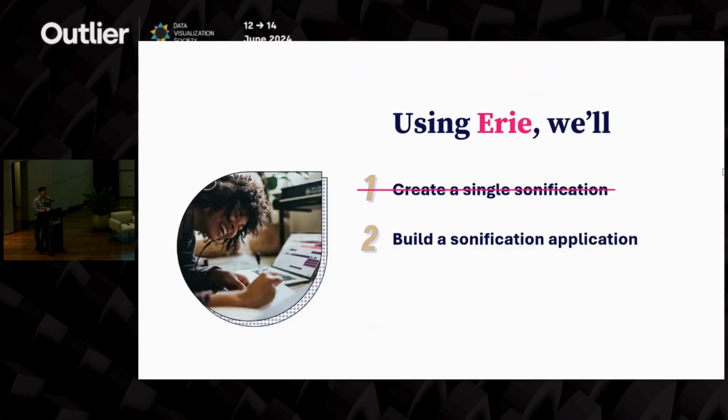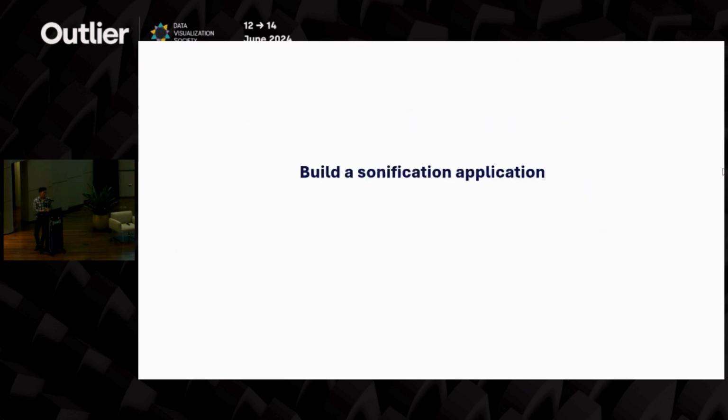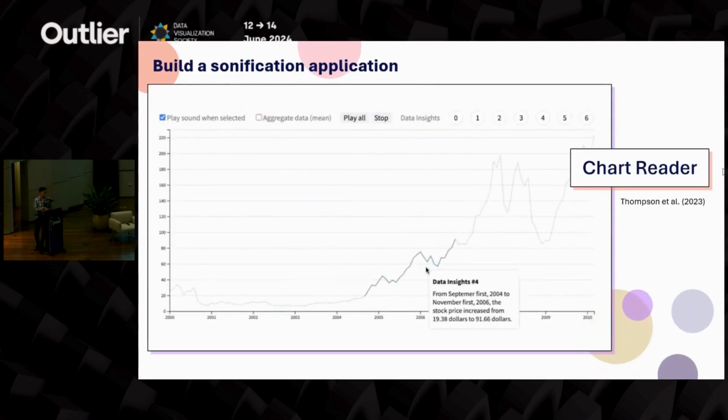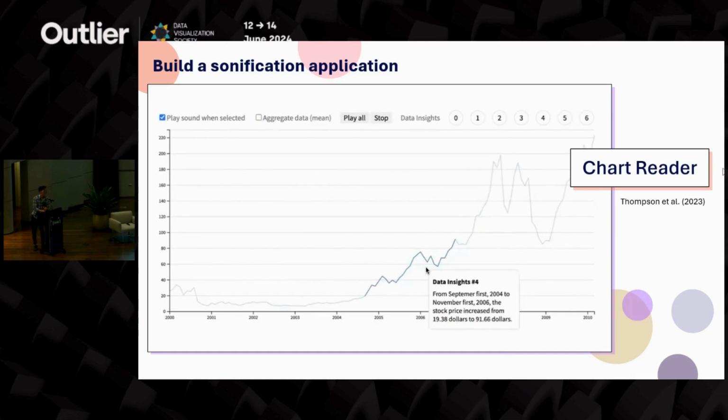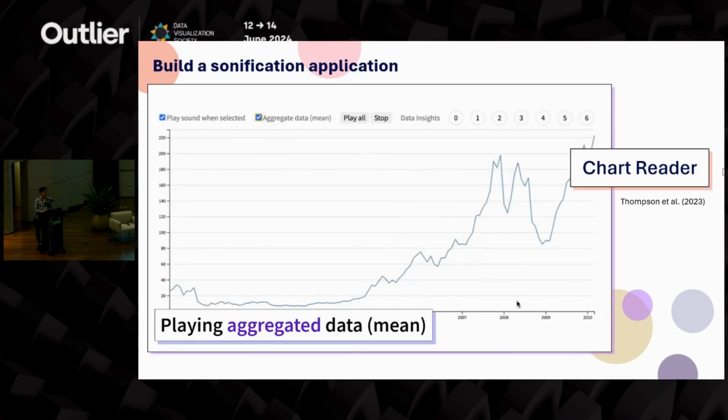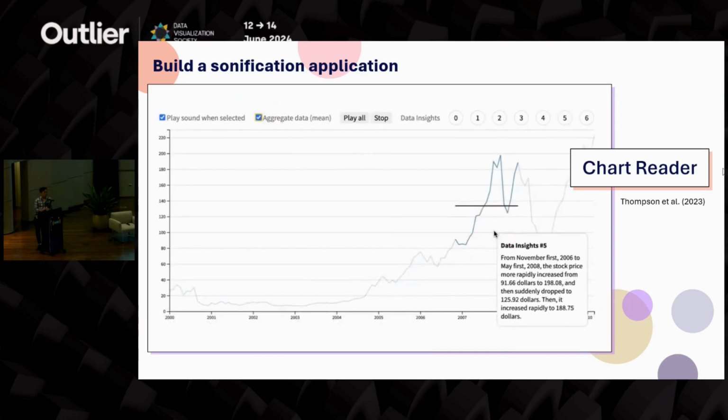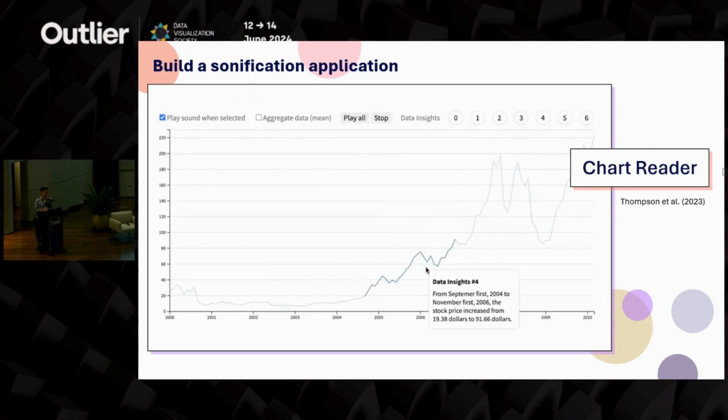Then I'm going to show how to build a sonification application using Erie. Today I'm going to benchmark an accessibility application called Chart Reader. It segments the data set into multiple sections, and then you can hover over a line segment, and it plays the description of it and the sonification. For example, for the disaggregated data points, it can do something like this. From September 1st, 2004 to November 1st, 2006. Finish. And then you can also do aggregation, like the mean over the segment. From November 1st, 2006 to May 1st, 2008. Finish. This kind of parameterization is a common interaction we have in data applications.